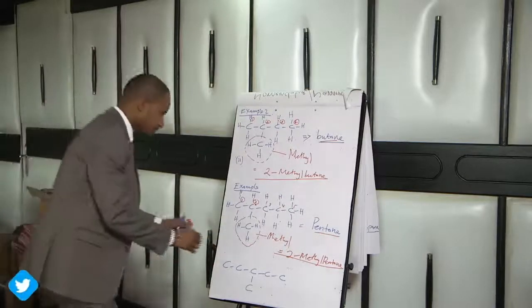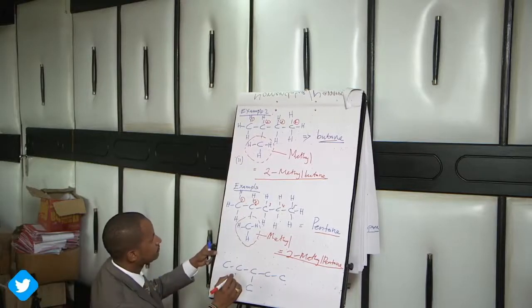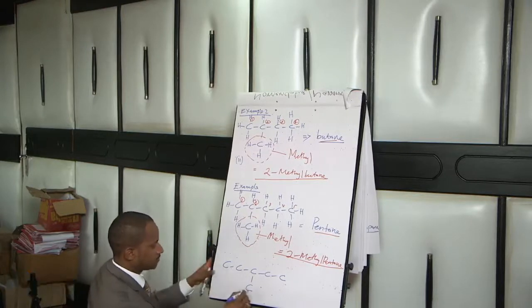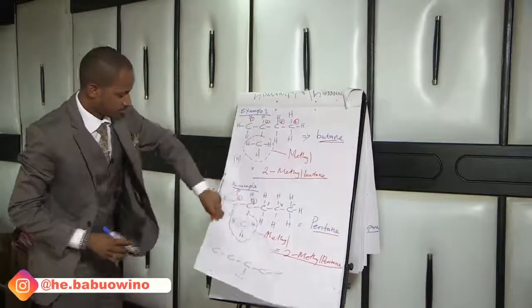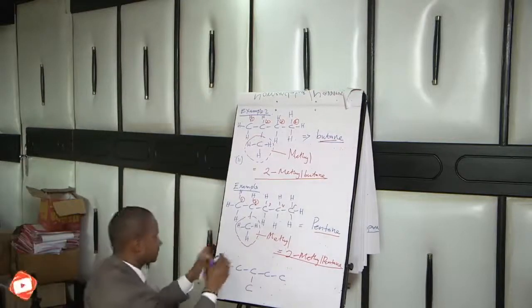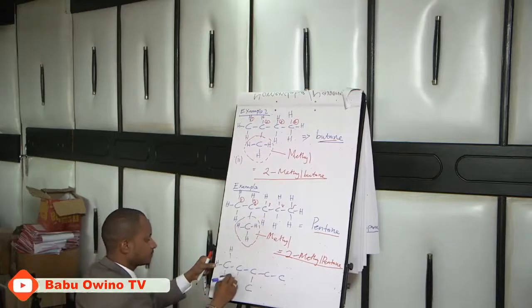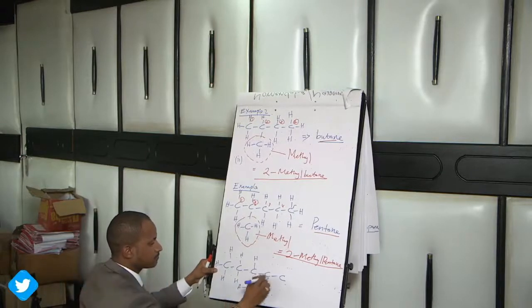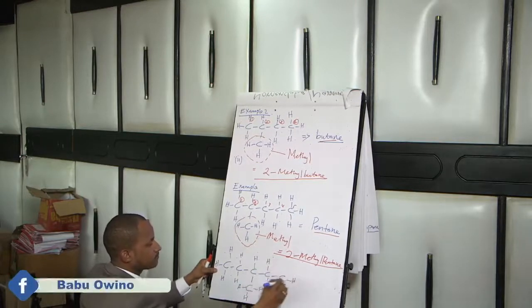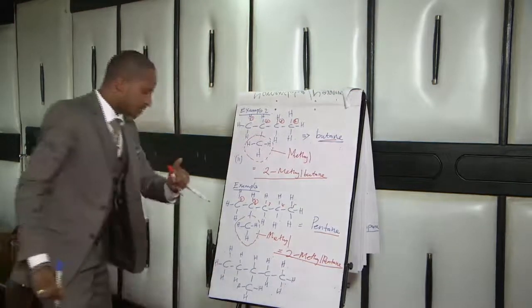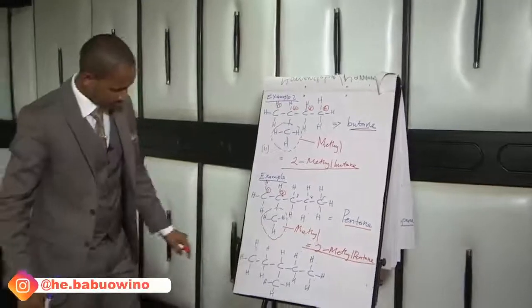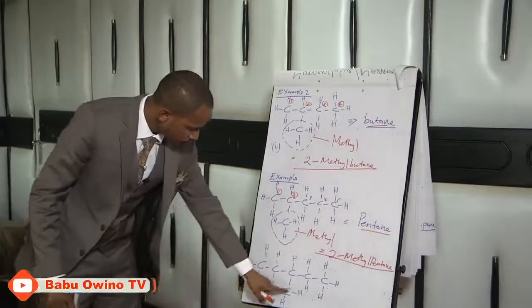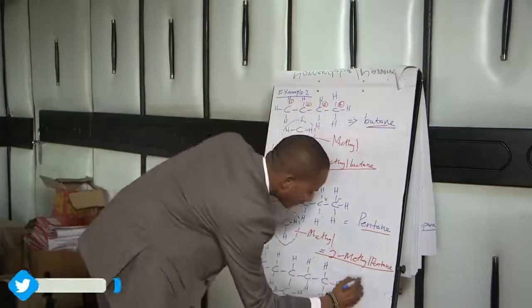Next one, let me do this in a fresh one. Okay, let's name this first. Step number 1, identify the longest continuous carbon chain, which is 1, 2, 3, 4, 5, or 1, 2, 3, 4. So it is 5, which is a pentane.